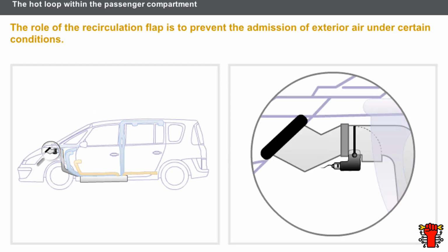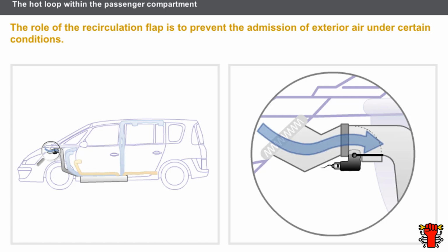We shall list each of the functions performed by the heater unit. Let us begin with air inlet management, performed by the recirculation flap. The role of the recirculation flap is to prevent the admission of exterior air under certain conditions. The recirculation flap is located at the inlet of the heater unit after the passenger compartment filter.